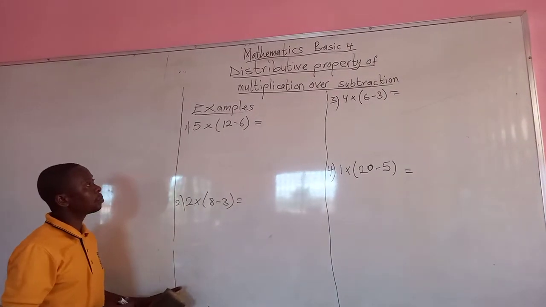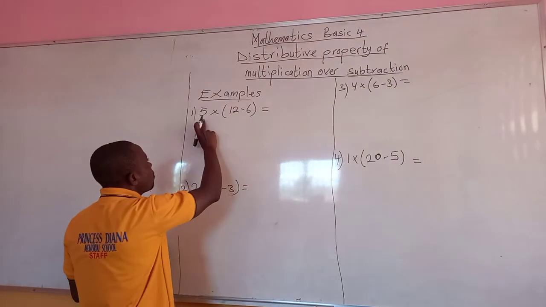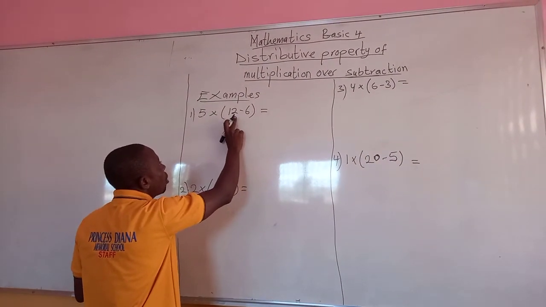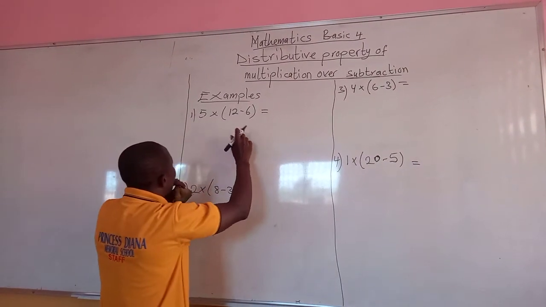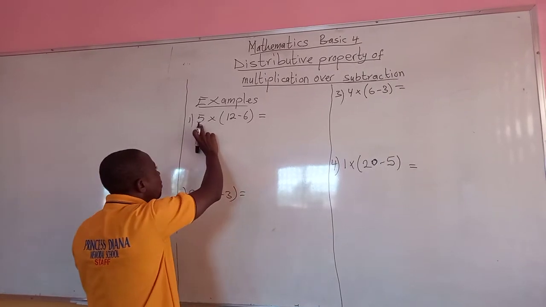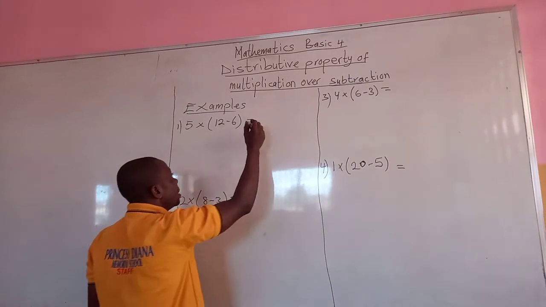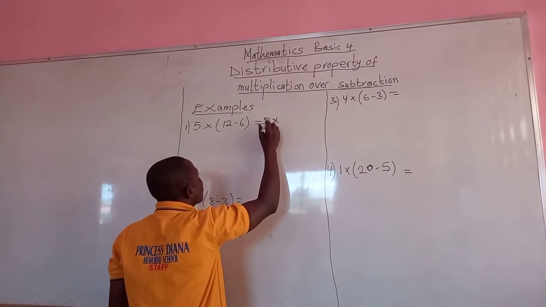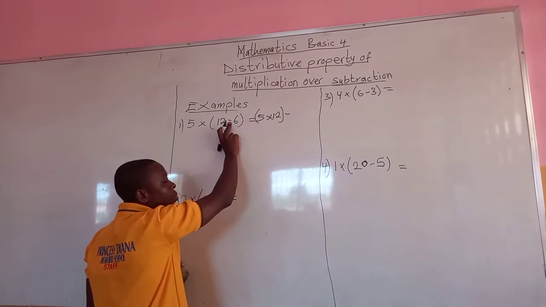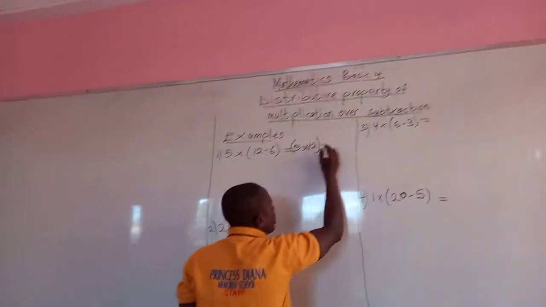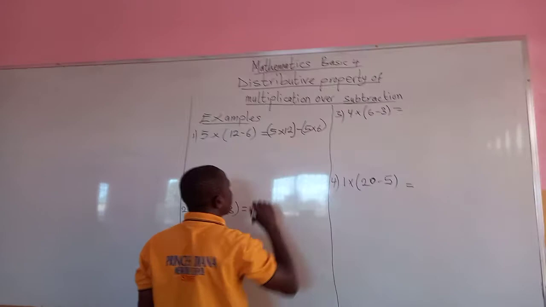Okay, very good. So let's look at some examples. Example 1 says 5 times, into bracket, 12 minus 6. Good. So let's try. We are going to share the 5 to the 12 and the 6. So let's try expanding. Now 5 times 12, then we bring the sign. Our operation sign is minus. Then we have 5 times 6.